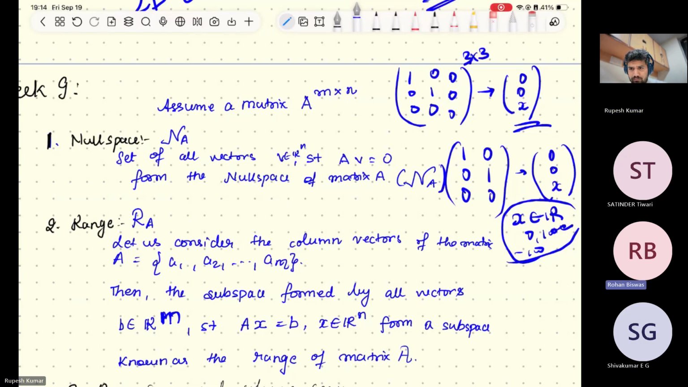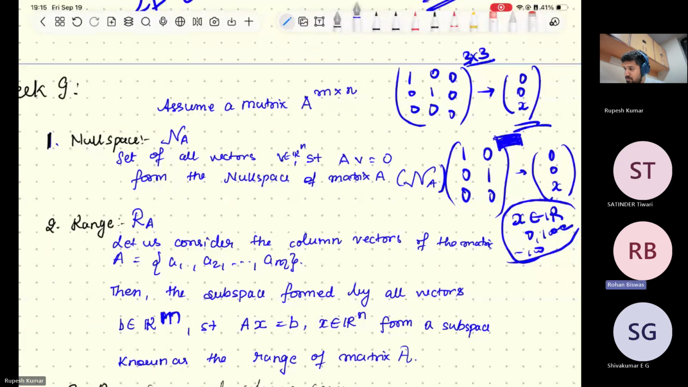Sir, why did you drop the third column? I just wanted to give an example on a rectangular matrix also. You don't always have to deal with square matrices. You can always have rectangular matrices and define these properties over them.